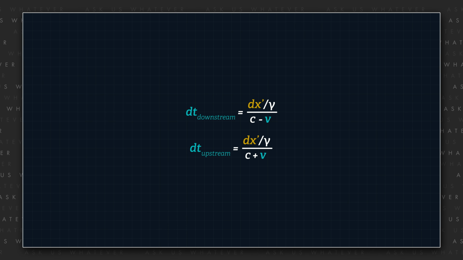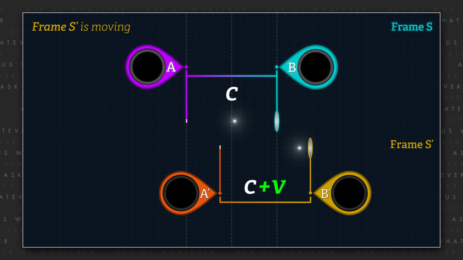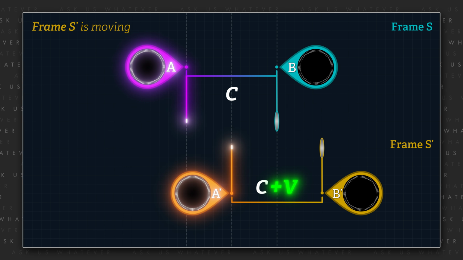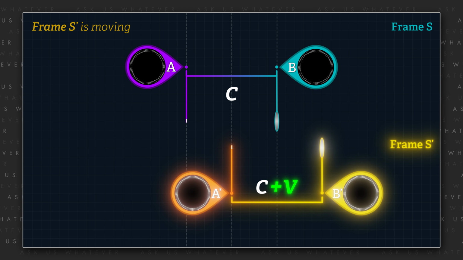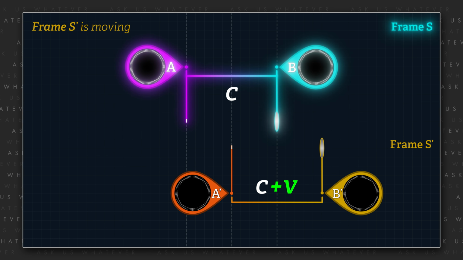In our first scenario, frame S prime was deemed to be moving, such that the synchronizing light signal travels in the direction of frame S prime motion at a speed v slower relative to frame S prime than the same light signal travels with respect to frame S, and opposite to the direction of reference frame S prime motion at speed v faster relative to frame S prime than the same light signal travels with respect to frame S.